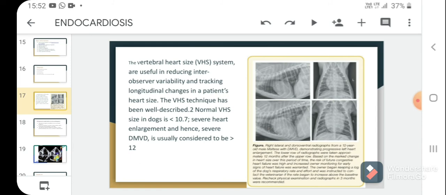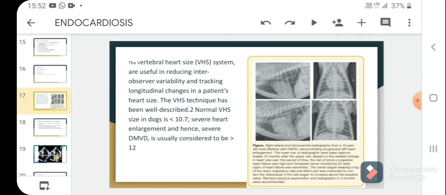I recommend performing baseline thoracic radiography to assess heart size on every dog with a newly discovered murmur. A baseline radiograph establishes the initial degree of disease severity, and then you can follow up after 6 to 12 months and see the changes in the heart size. So that is why baseline radiography is important. Just remember that if it is less than 10.7, then it's normal. If it is more than 12, it means the heart is enlarged.